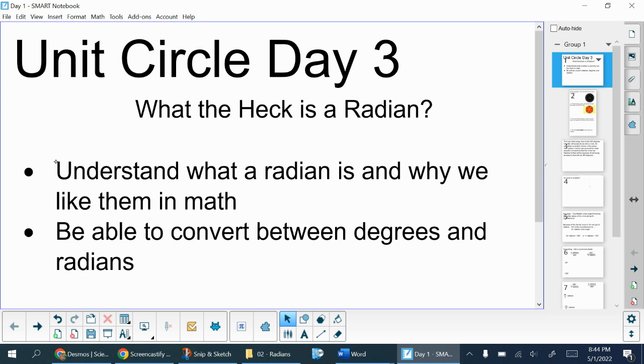So our goals for today, we're going to talk about what a radian is and why we like them in math. There's a reason that, once you get into fields like calculus, it's pretty much exclusively radians. You'll see a mix of both next year and in pre-calculus, but eventually it's going all radians because we like them a lot better in math. And then the main thing is being able to convert between the two, when you see one, being able to talk about the other one.